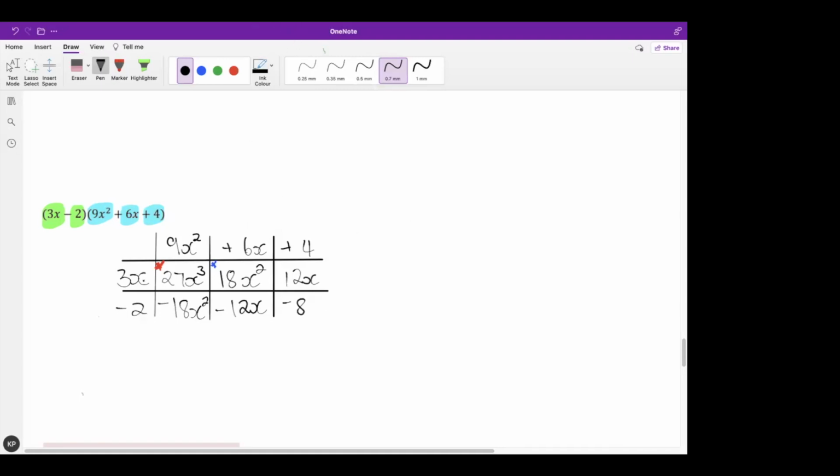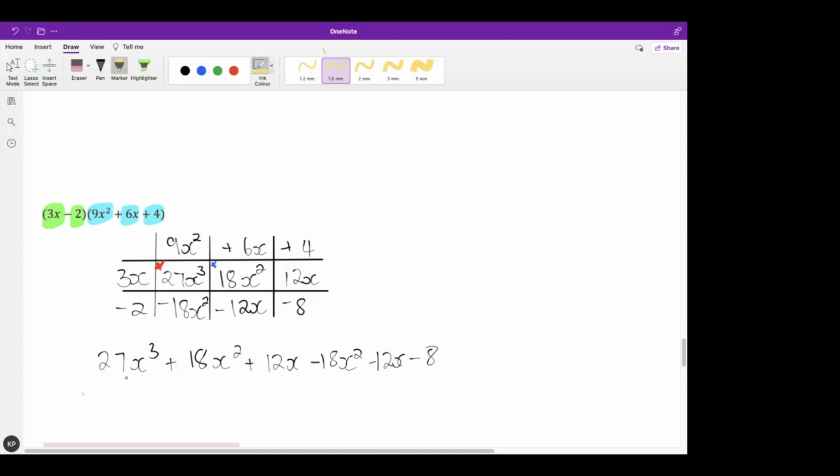Okay, now we have all our terms. Let's write them nicely as an expression. So it's 27x cubed plus 18x squared plus 12x minus 18x squared minus 12x minus 8. Right. Now, do we have like terms here? Yes, okay, we do. Let me get my colors. Give me some like terms.